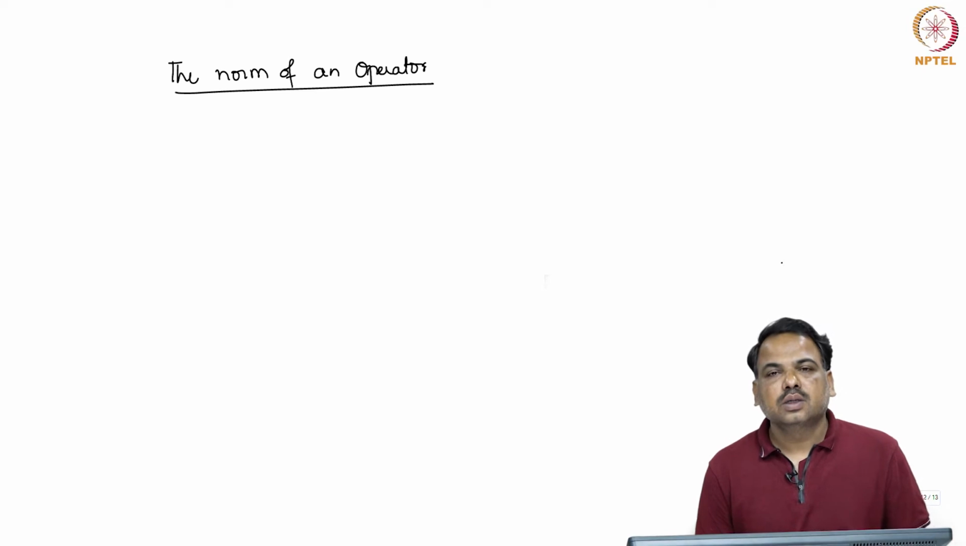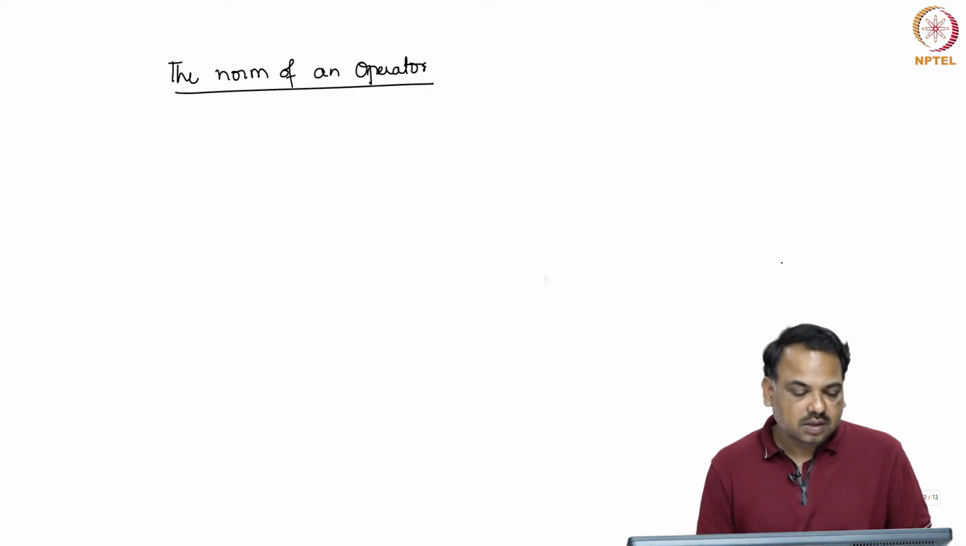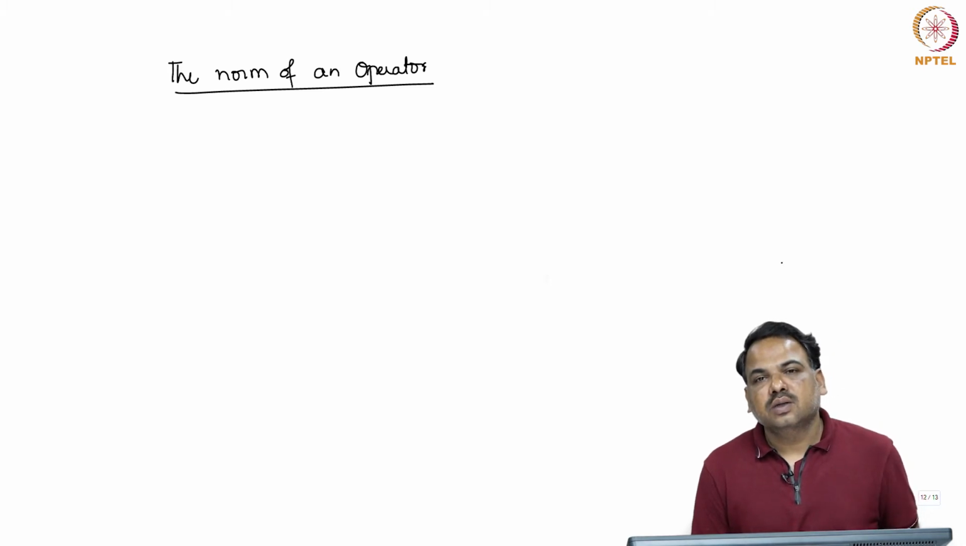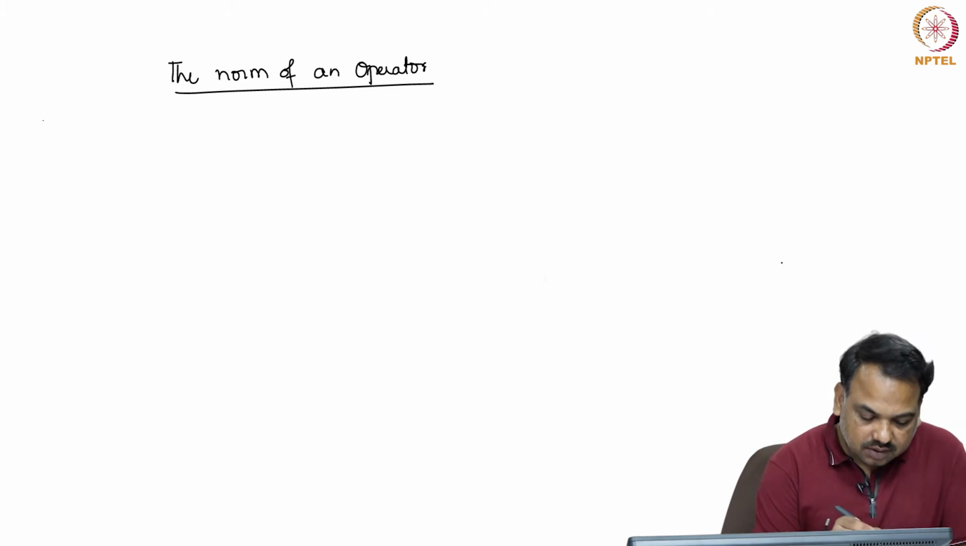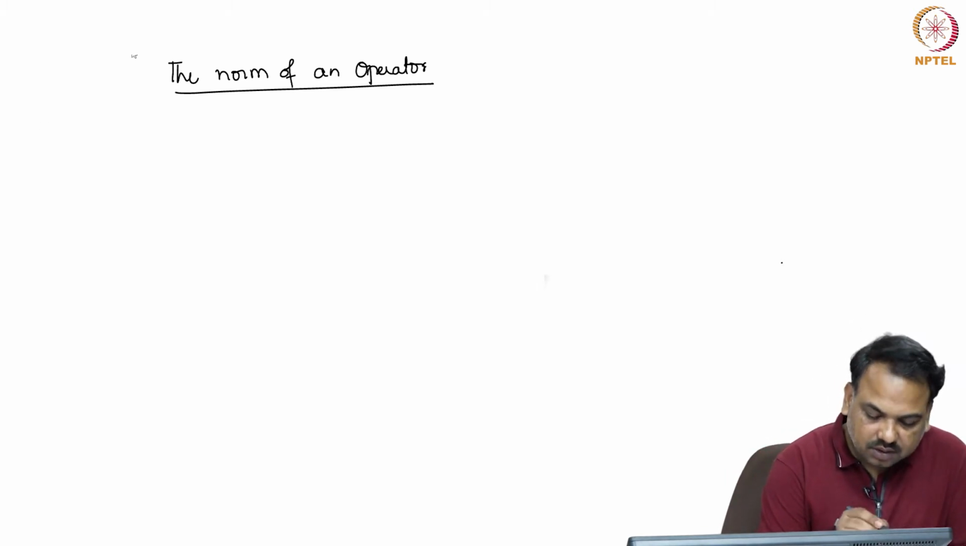Hi everyone. In the last lecture, we discussed bounded linear transformation or bounded linear operator, and we also discussed how to define the norm of an operator. In this lecture, we are going to see the equivalent conditions, or the different ways of computing the norm of an operator. So let us start with a bounded linear transformation.